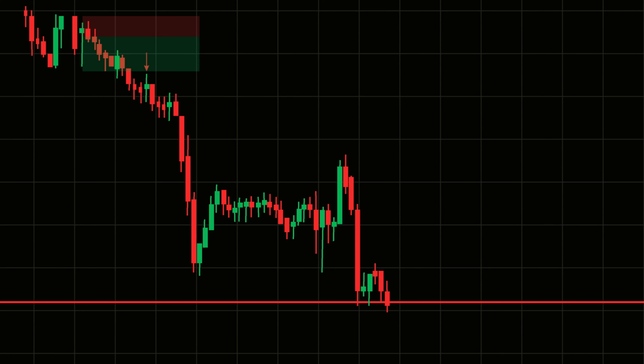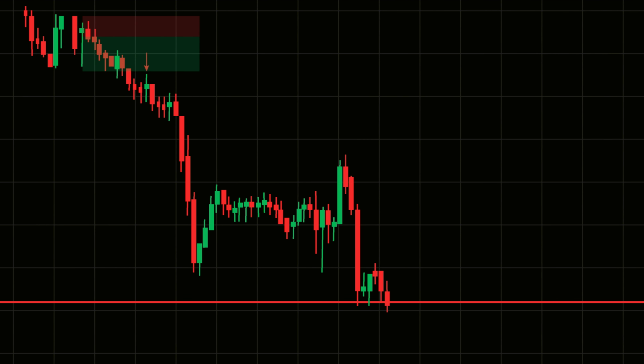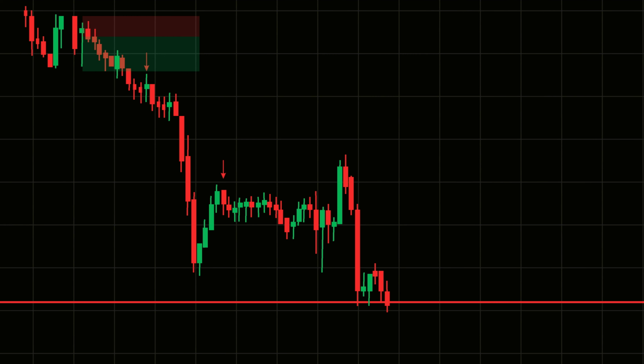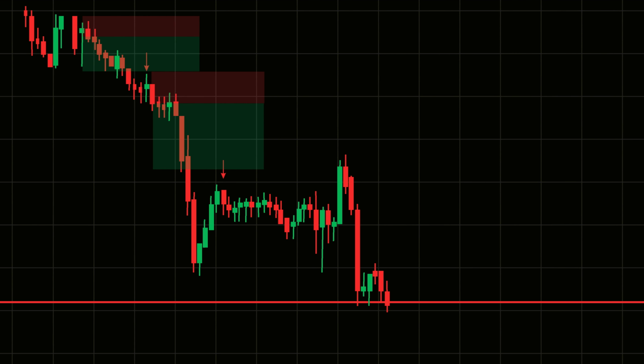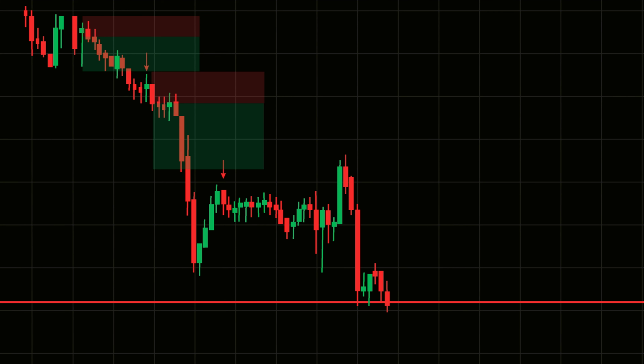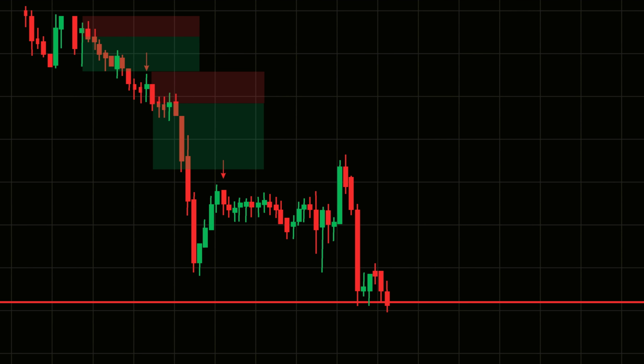So, we'll only be looking for short setups. Step 2. Wait for a pullback. We now see two bullish candlesticks, confirming a pullback formation. That's our cue to prepare for a potential entry.